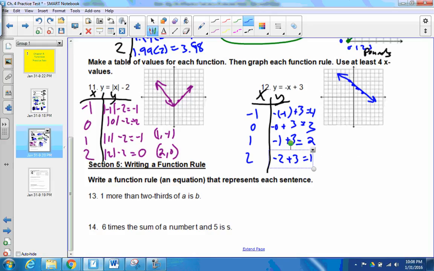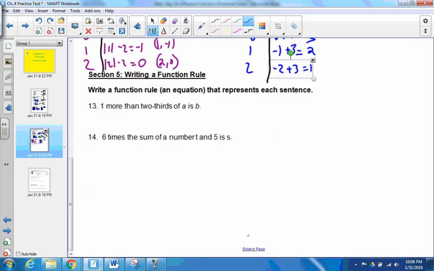Now, section 5 was writing a function rule from words. We got 2 problems there. It just says write the function rule that represents a sentence. So, circle the number. Underline the question, which we know is right there. Box key math action words and write an equation. And solve if need be.